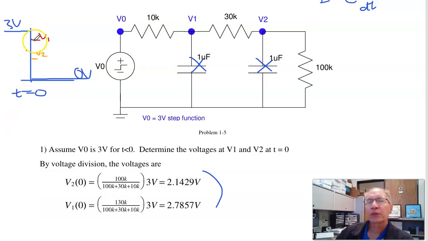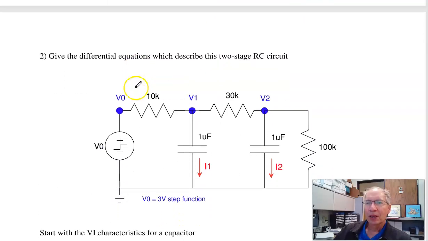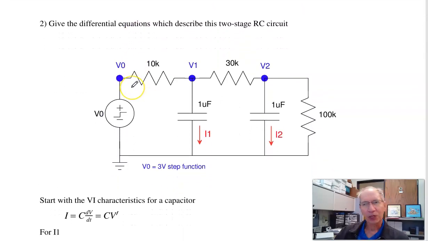So once you know the initial voltages, it's going to be how they decay down to 0 when the input V0 turns off. And to do that, you need to analyze differential equations. Problem 2 is, what are those differential equations? Now, each capacitor adds a first-order differential equation, and later on in the homework, each inductor adds a first-order differential equation. And they're really not that hard to come up with.